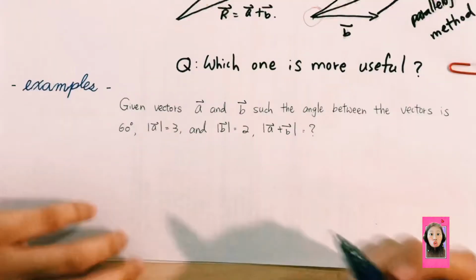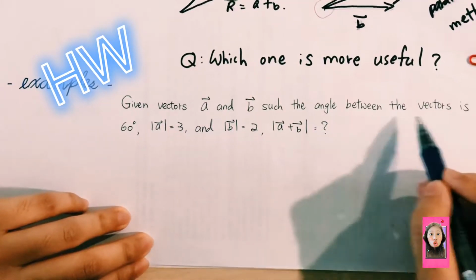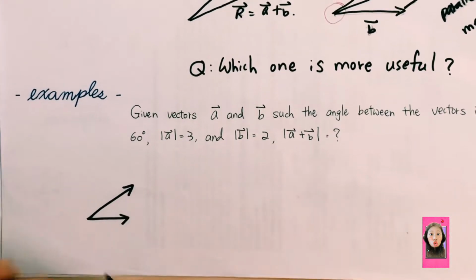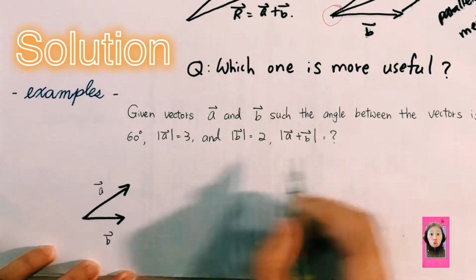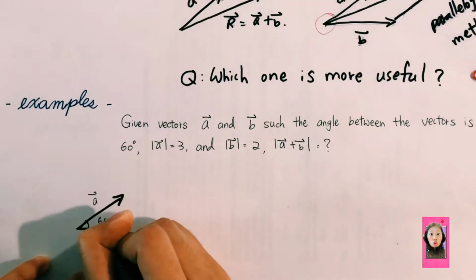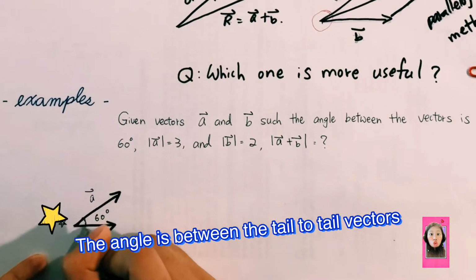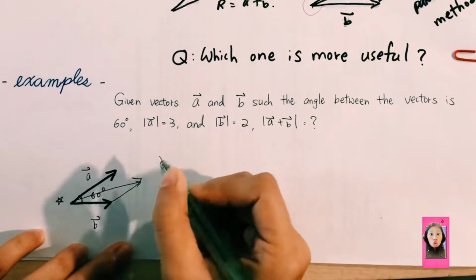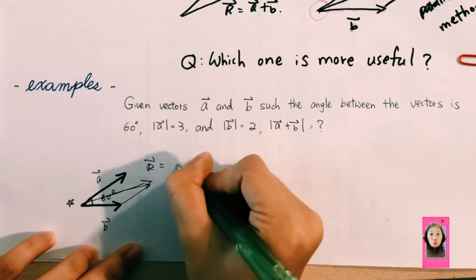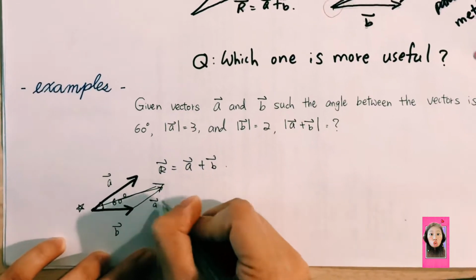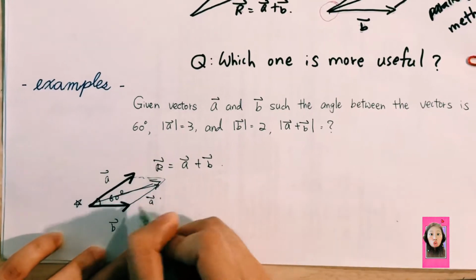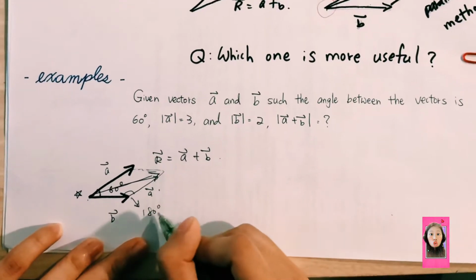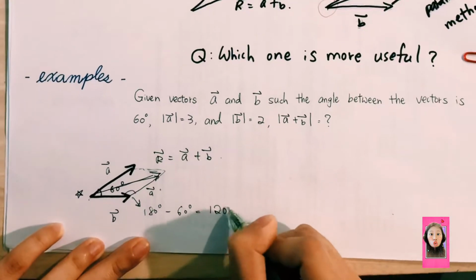Now here's an example. There is a vector A and a vector B, and the angle between the vectors is 60 degrees. Here is a vector A, and here is a vector B. The angle between the vectors is 60 degrees. Please be careful here: the tail-to-tail angle is the angle here. Since this is a triangle, we use head-to-tail. So this one is the resultant, equal to vector A plus vector B. And since this is a parallelogram, this angle plus this angle equals 180 degrees. So this angle equals 180 degrees minus 60 degrees, which is 120 degrees.